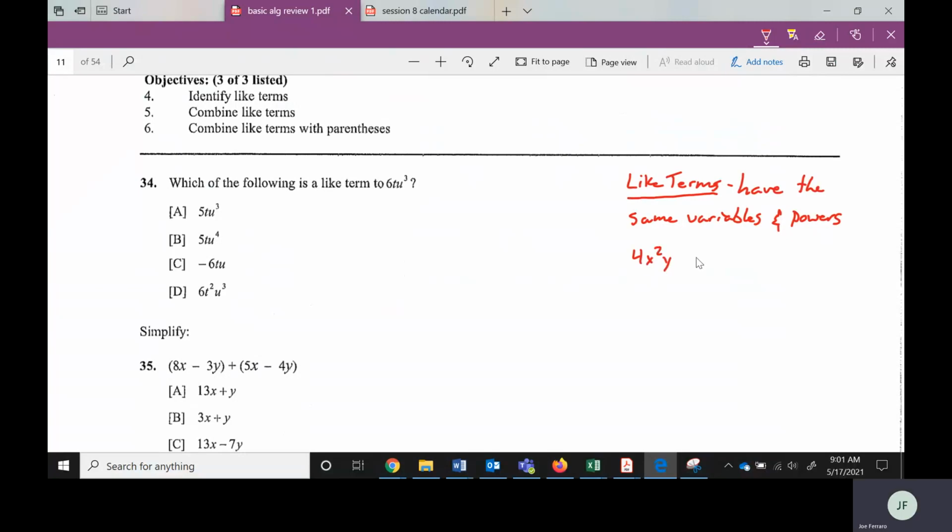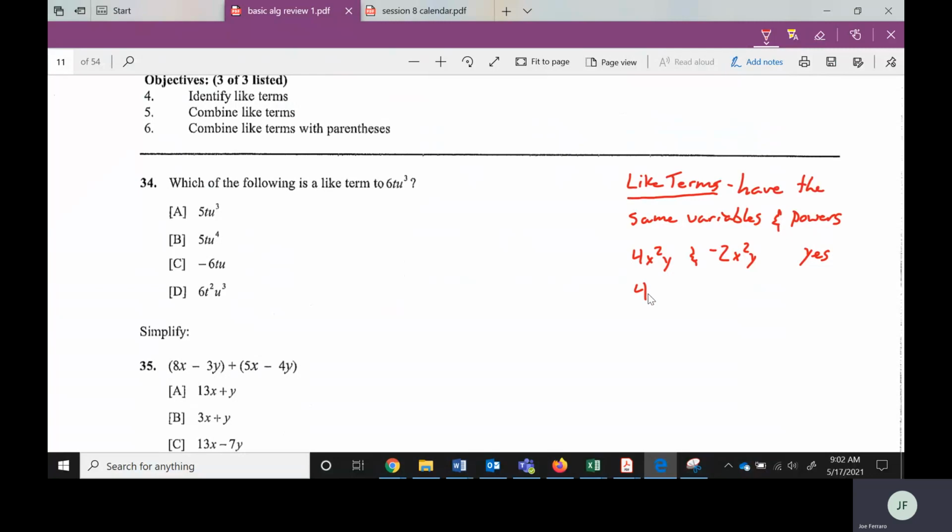If we have 4x squared y and negative 2x squared y. Okay, the number in front or the coefficient, those do not have to be the same. So 4 and negative 2 don't have to be the same. But the variables used and the powers on each of those variables need to be the same. So we have an x squared, y, and y. So yes, these are like terms.